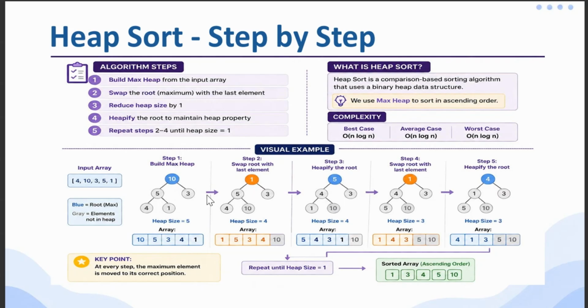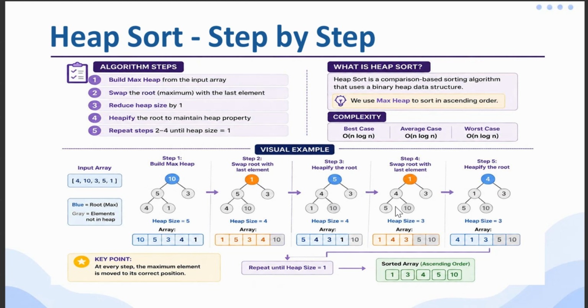The second operation is build heap. This is the process of converting an arbitrary array into a heap. We start from the last non-leaf node and then heapify the nodes moving upwards.